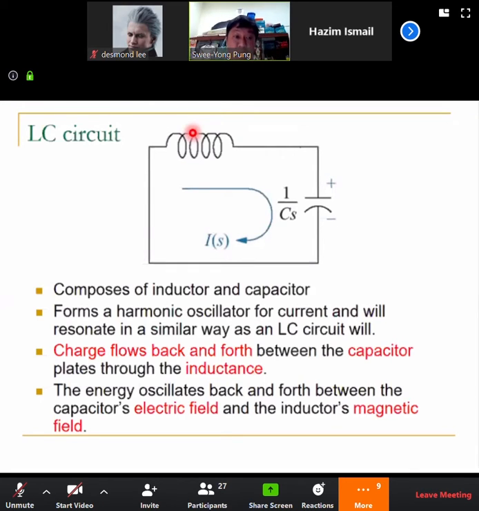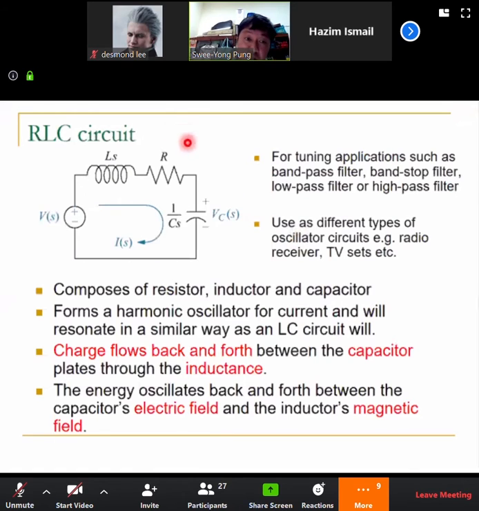Now, this process can move on. The charge can flow back and forth between the capacitors and the inductors. And then theoretically, if there's no loss of energy, this process can go on for a long time. Now, this is the characteristic of LC circuits.